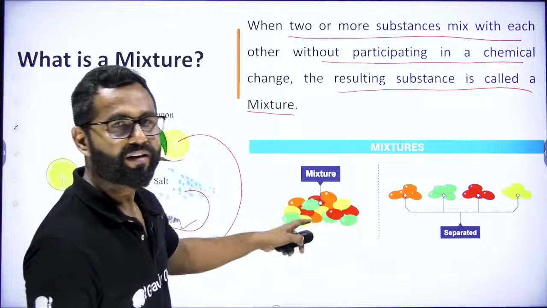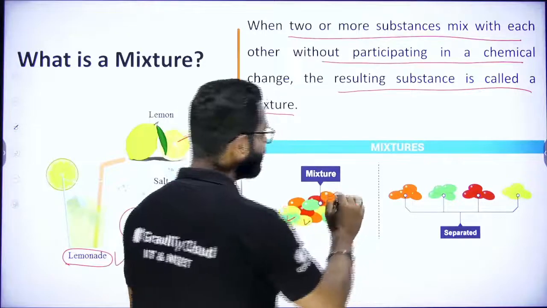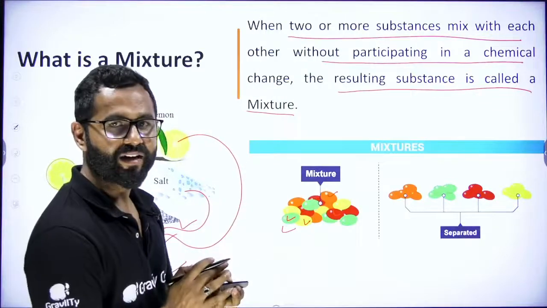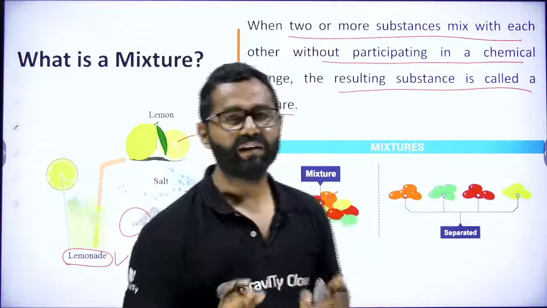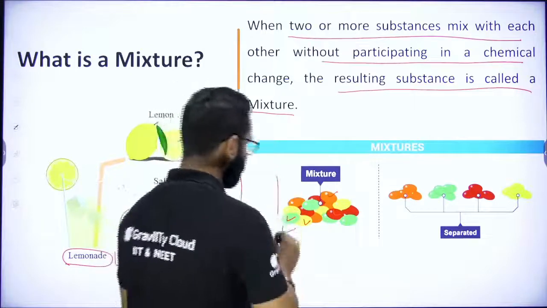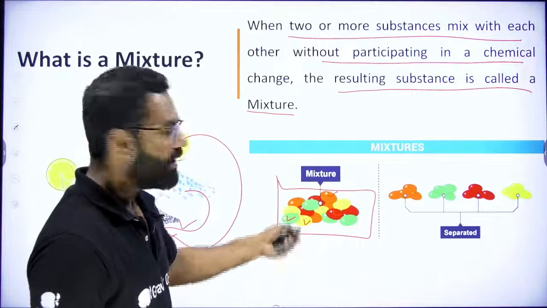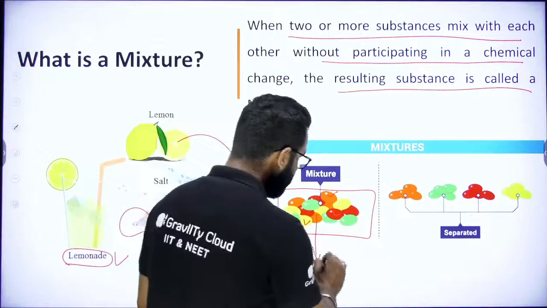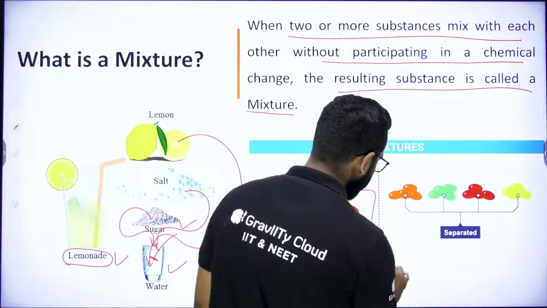Right? Similarly, if you take this example, here you see I have candies of different colors. If you look here, there are green, yellow, orange as well as maroon colored candies. All these candies are mixed together. Right? But they are not chemically reacting with each other. They are just mixed together in one box. Let's say this is one box. In this box, I have put all these different color candies. So this whole structure is called a mixture of candies.